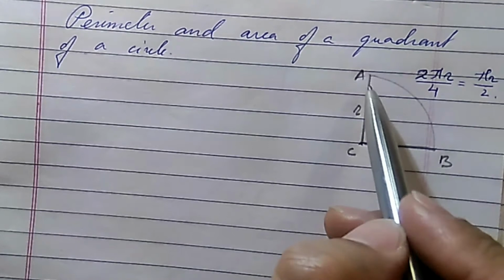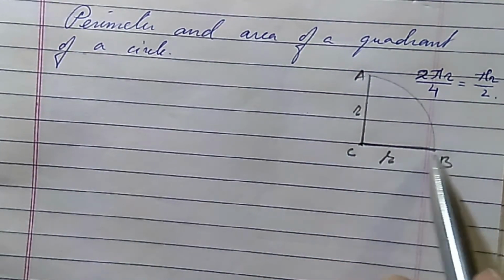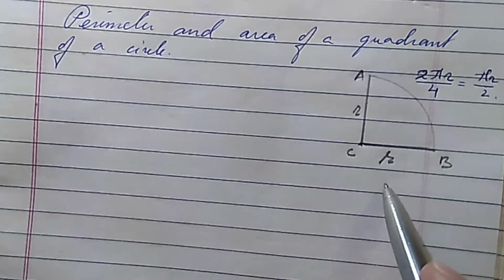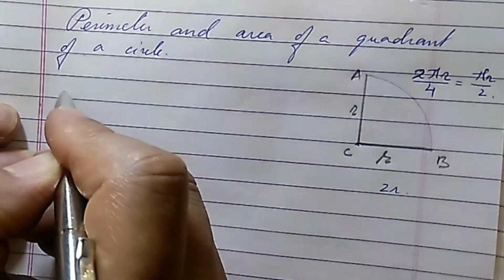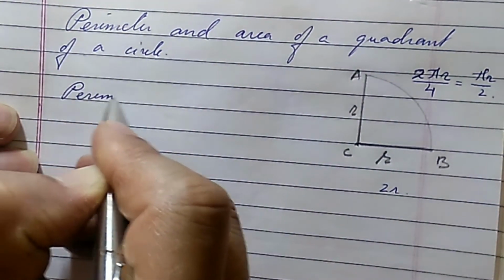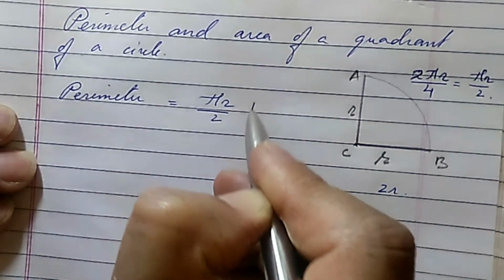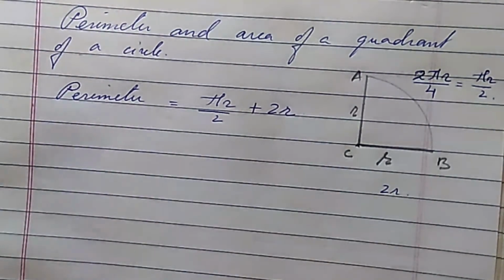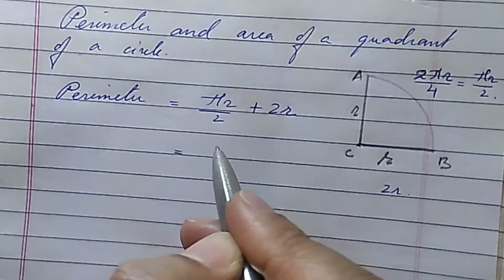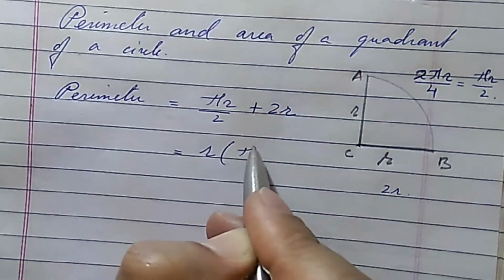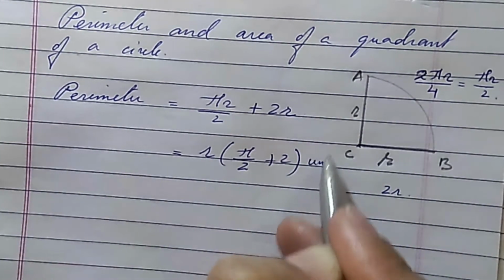Now we need to know what is this length. This obviously is the radius AC, and this is also the radius, so 2r. So if I add 2r to pi r by 2, that will give me the perimeter of the quadrant of a circle. So what is its perimeter? Perimeter is equal to pi r divided by 2 plus 2r units. So from here I can take r common and then write it as pi by 2 plus 2 times r units.